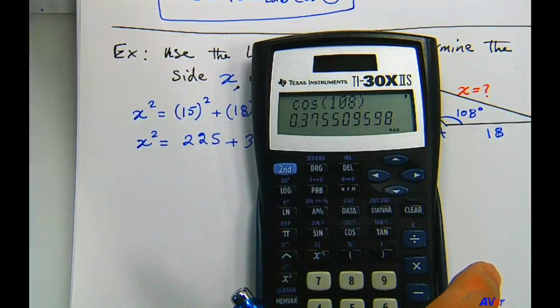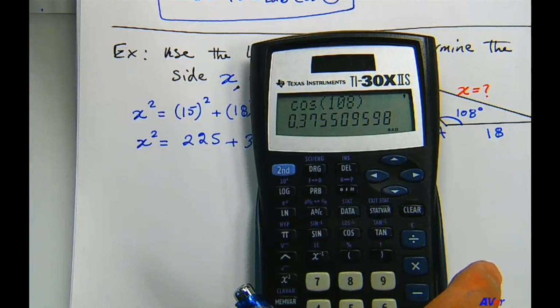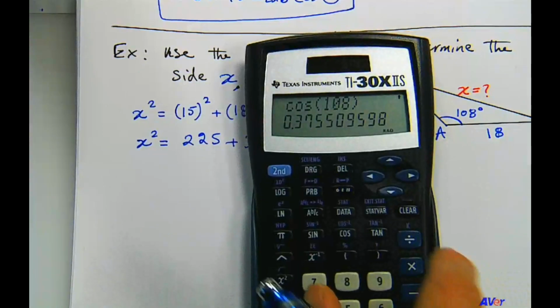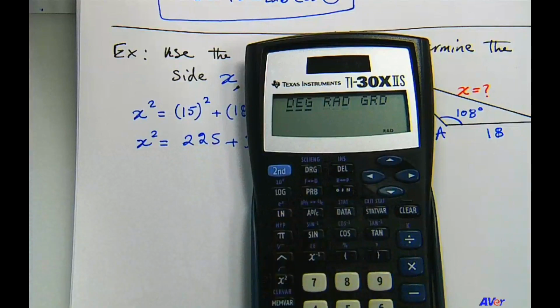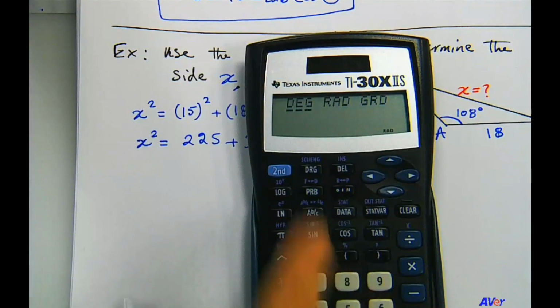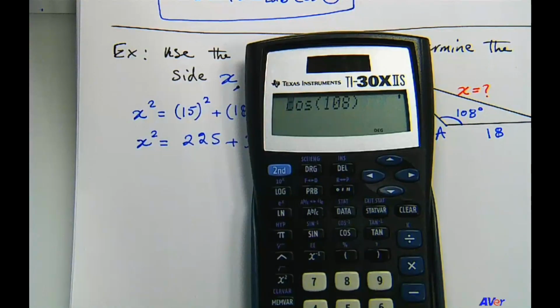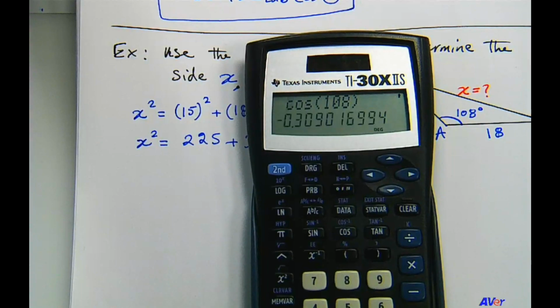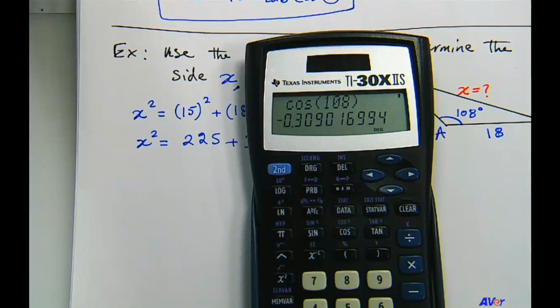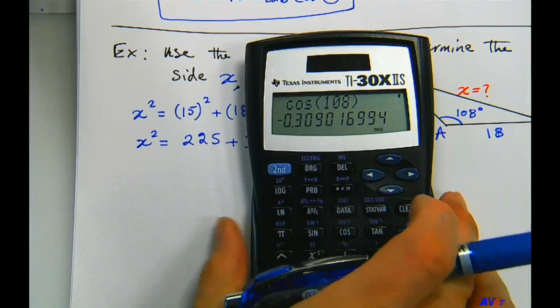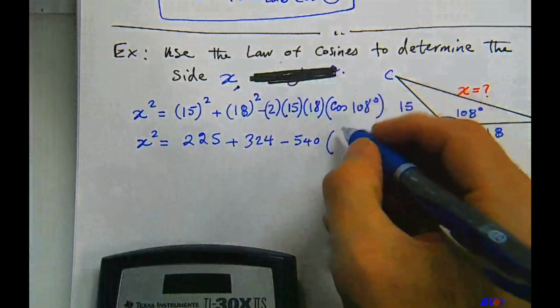0.37. Let's see. Oh, I need to change this to degrees. It was set to radians, so I changed it to degrees. So now cosine of 108 is that number. Okay, so let me add that.